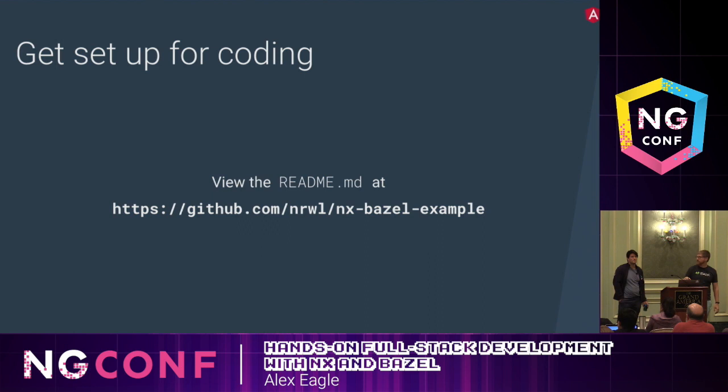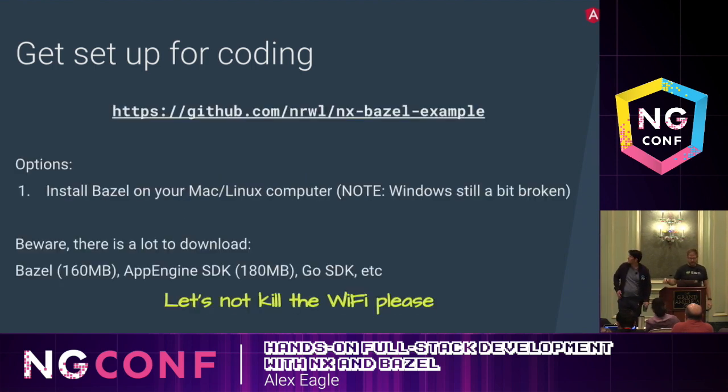So for that part, we're going to use this repo. And although I'm going to talk for a while, go ahead and open this URL and have this available for later. So there's a README here that has some instructions. And there are a couple of ways that you can set this up. So the first way is you could install Bazel locally on your Mac or Linux. Bazel does work on Windows, but some of the stuff we're going to show today doesn't yet work on Windows.